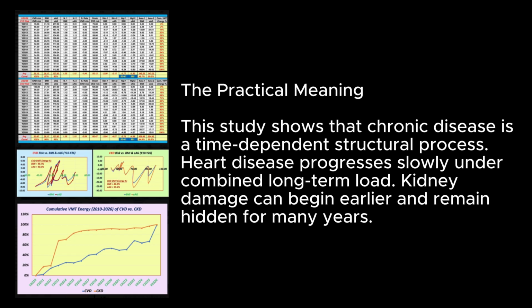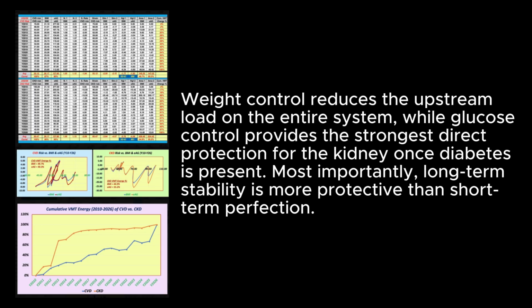The practical meaning: this study shows that chronic disease is a time-dependent structural process. Heart disease progresses slowly under combined long-term load. Kidney damage can begin earlier and remain hidden for many years. Weight control reduces the upstream load on the entire system, while glucose control provides the strongest direct protection for the kidney once diabetes is present. Most importantly, long-term stability is more protective than short-term perfection.